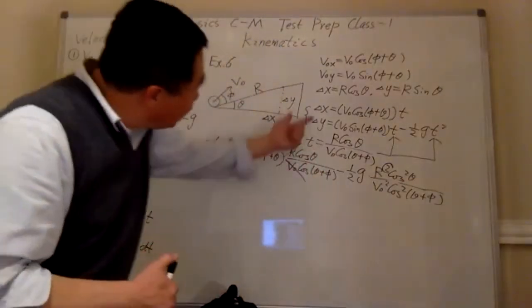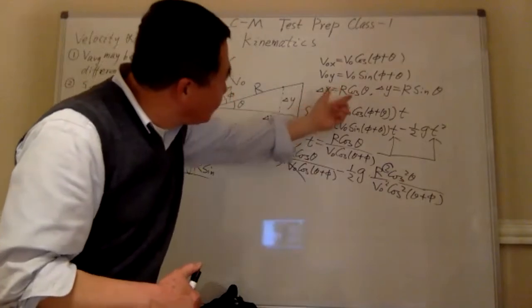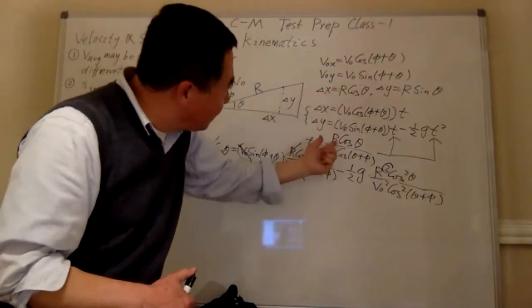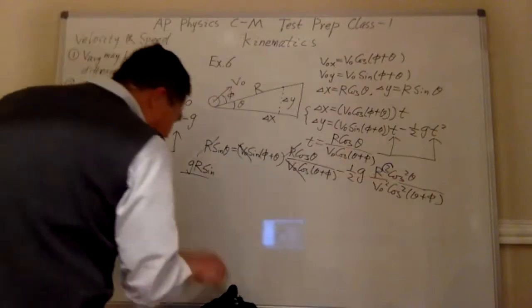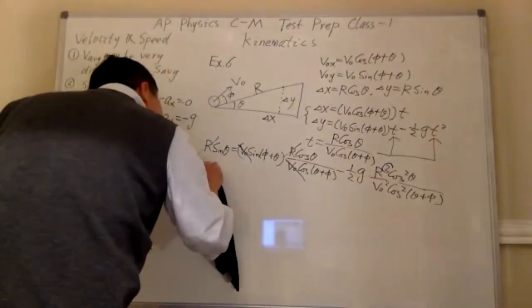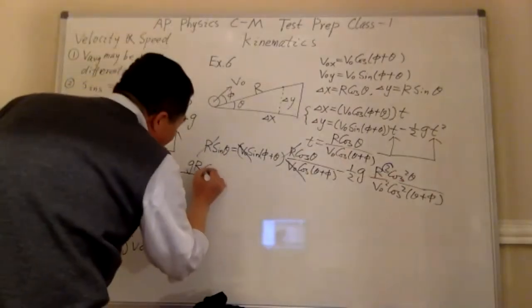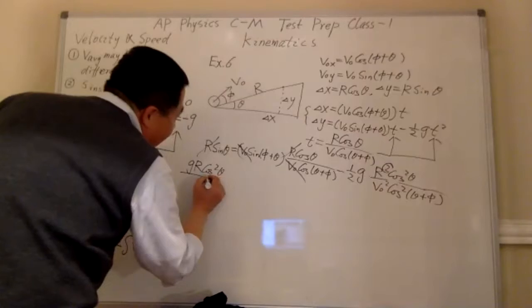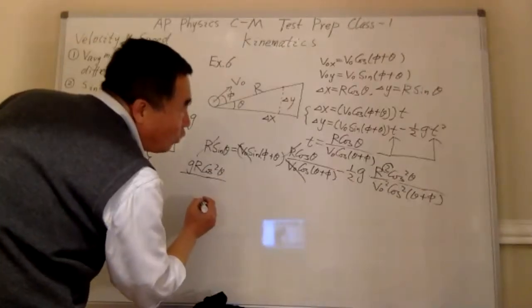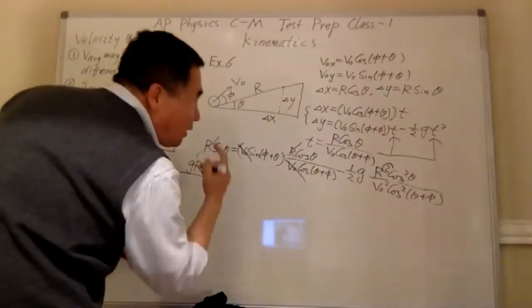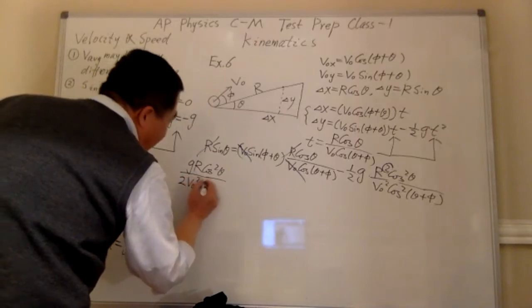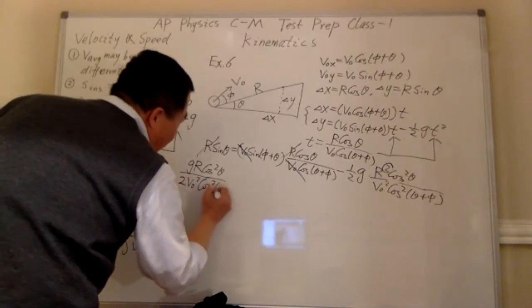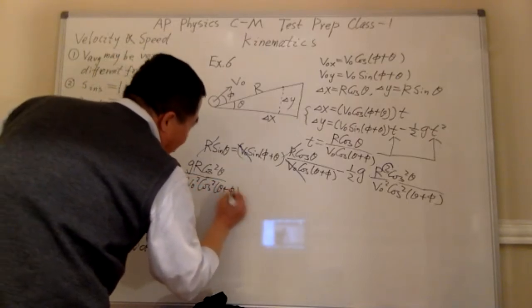Then we said that delta x equals r cosine theta. You put r cosine theta, you get r cosine theta divided by this one. Then we put this r cosine square theta here. We got g r cosine square theta, and 2 v naught square cosine square theta plus phi.